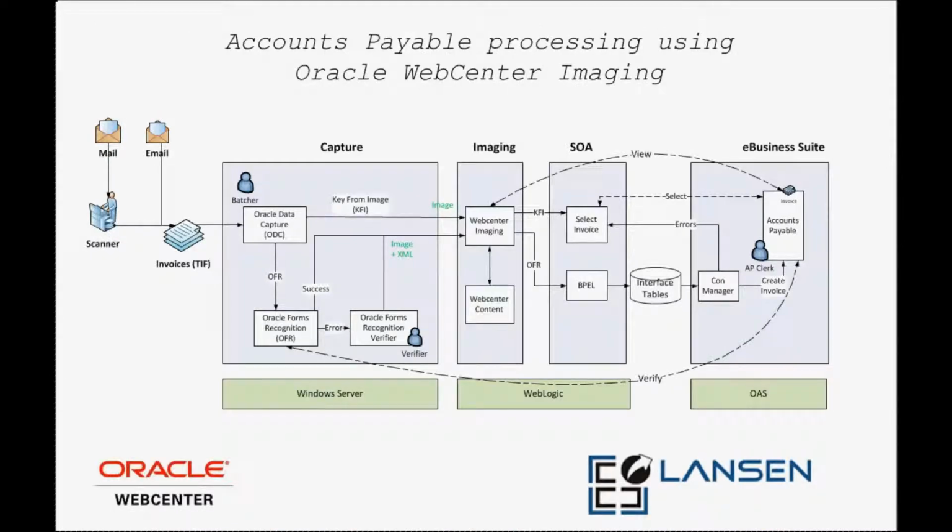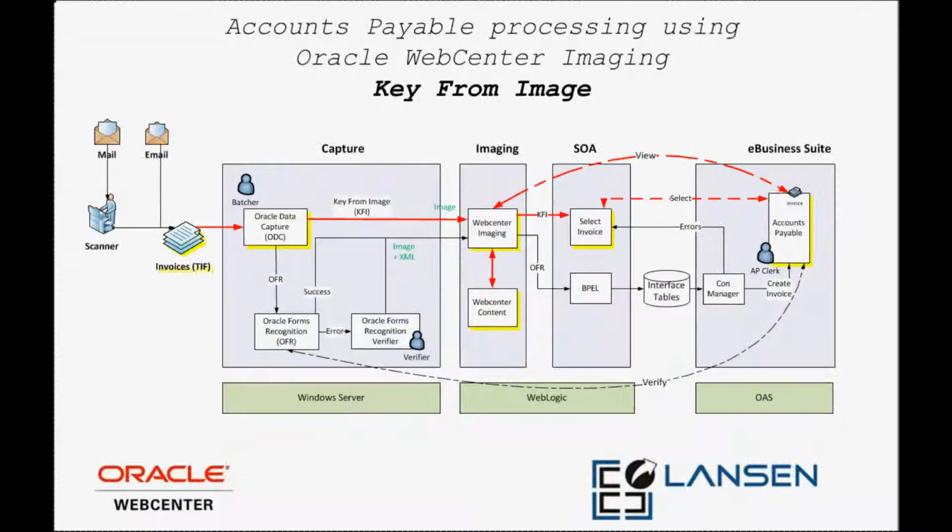This diagram details the high-level flow of the WebCenter Imaging process. It shows both the Key from Image process and the Oracle Forms Recognition process as they are interconnected. This is the path that we will take for the Key from Image processing of an invoice.